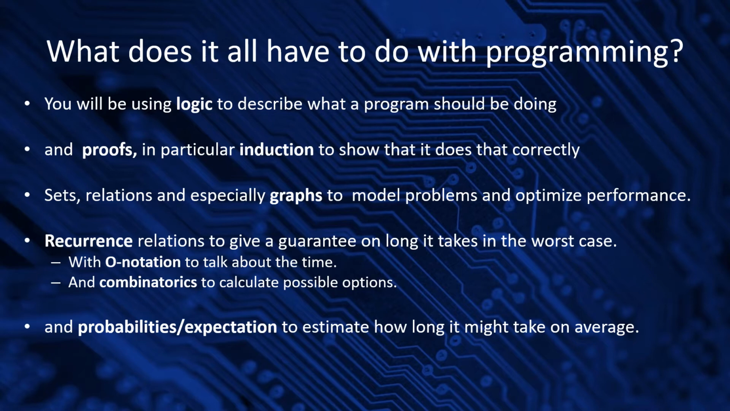So now that we started talking about efficiency, well, we discussed in this course several concepts that are crucial to talking about what it means for a program to have good performance. In particular, we looked at recurrence relations, and we talked about how to give a guarantee on how long the program will take. For example, we showed how many steps the Tower of Hanoi problem needs.